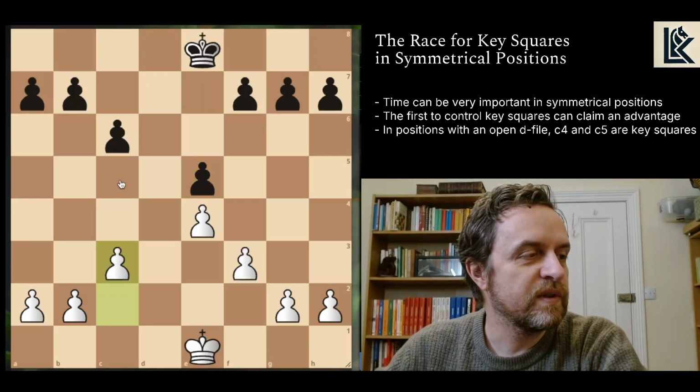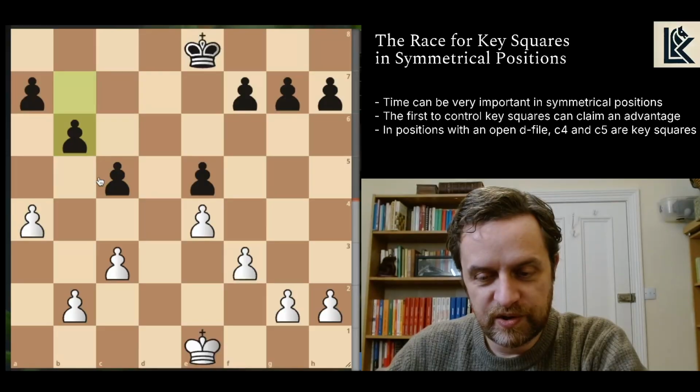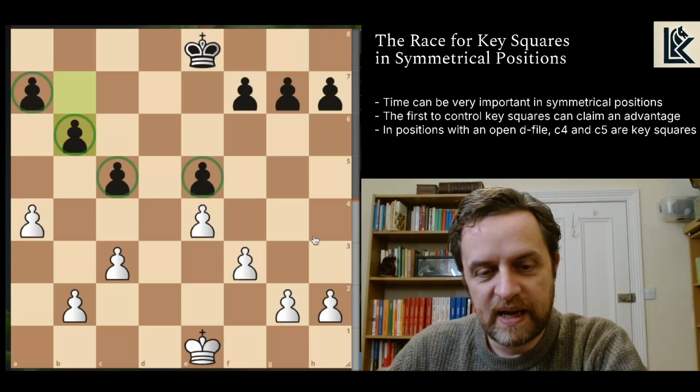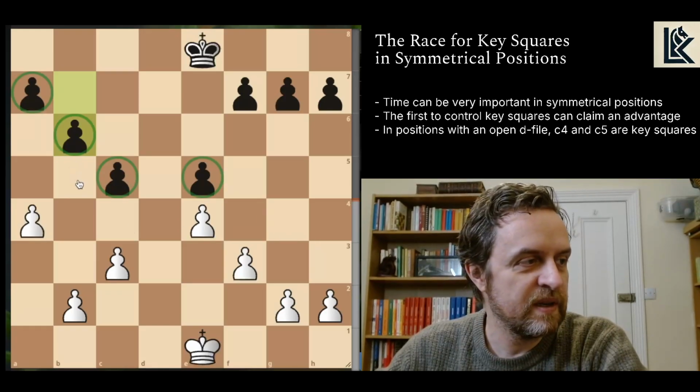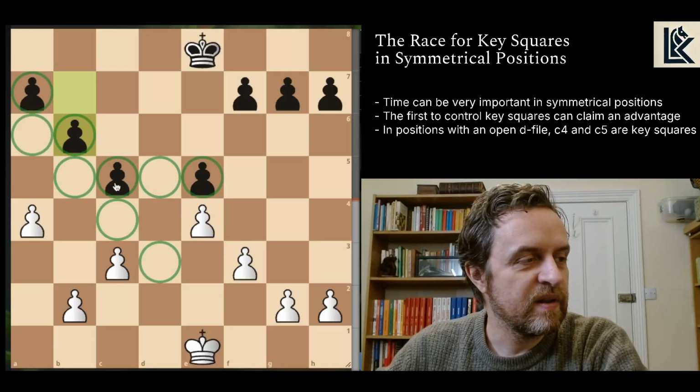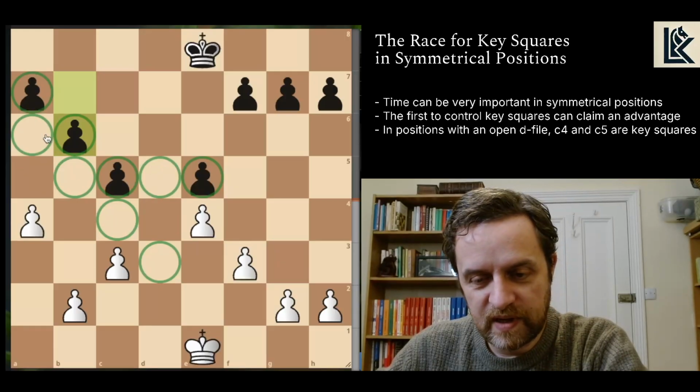So often you might end up with this kind of structure after a few moves have been played. Now, in this position, what you'll notice is that black has set up on the dark squares and white has a lot of control of light squares.